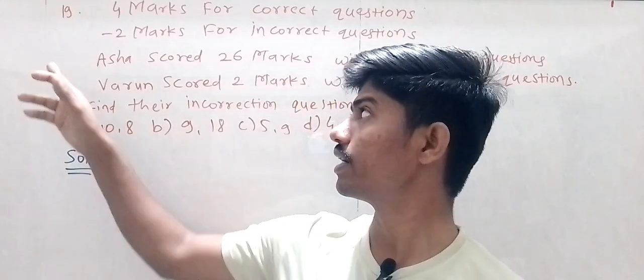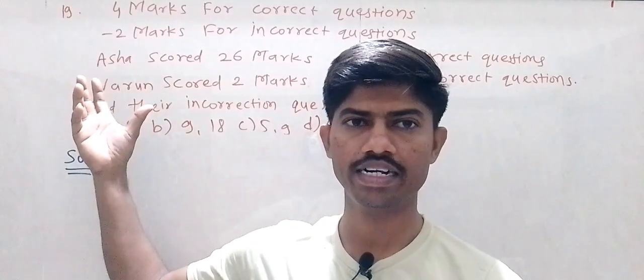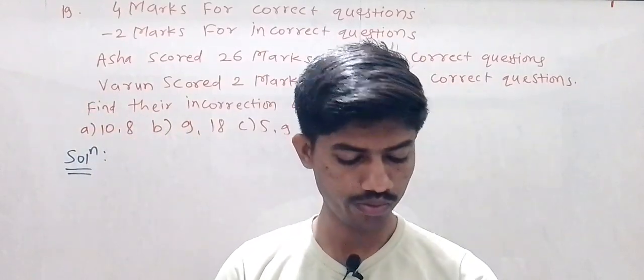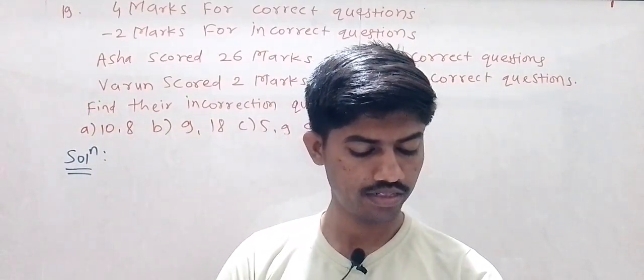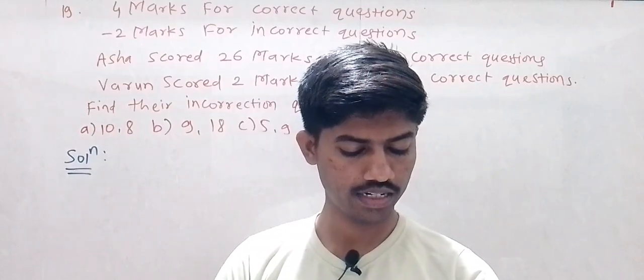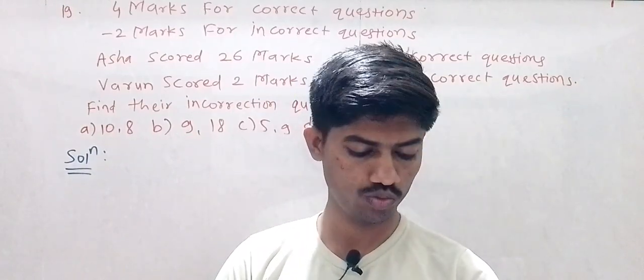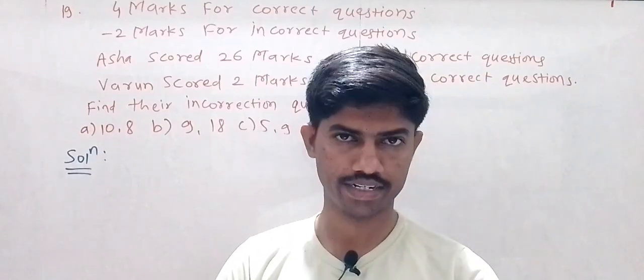Here it is, question number 19. It is in short form on the board, but I am just reading the question for you. In a test, 4 marks are given for every correct answer and minus 2 marks for every incorrect answer.